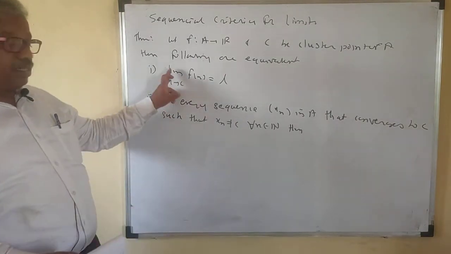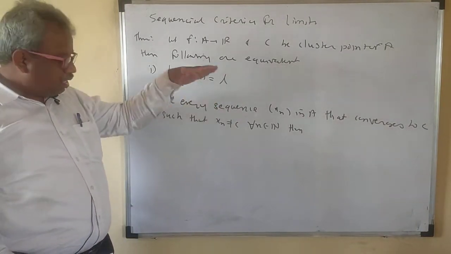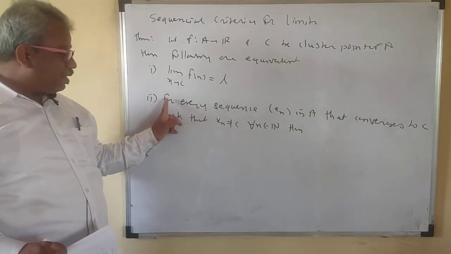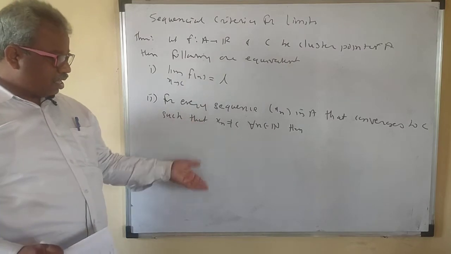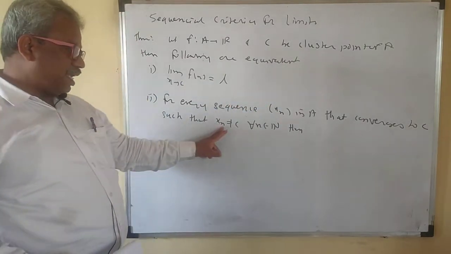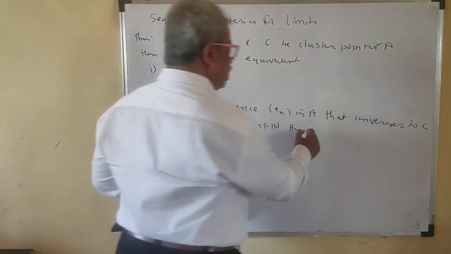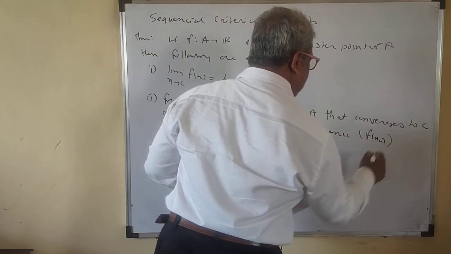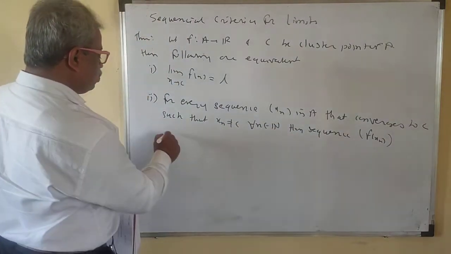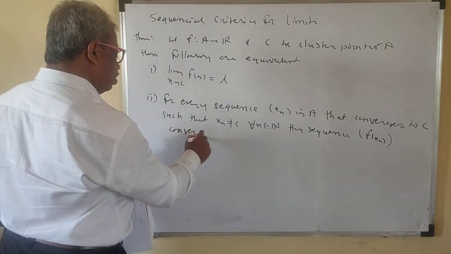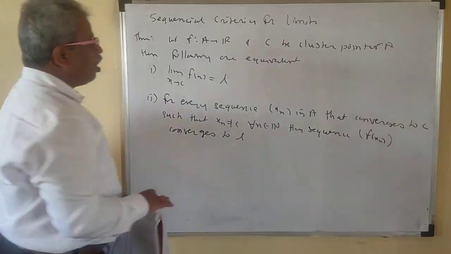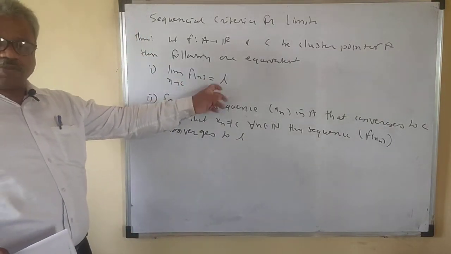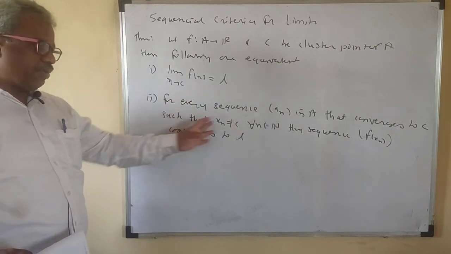They will ask you like this: if limit x tends to c is equal to L, they will give four options, and you have to choose the correct option. So you should remember this: for every sequence xn in A that converges to c such that xn not equal to c, then the sequence f of xn converges to L. Or they will ask like this: limit x tends to c, f of x is equal to L, if and only if for every sequence like this.